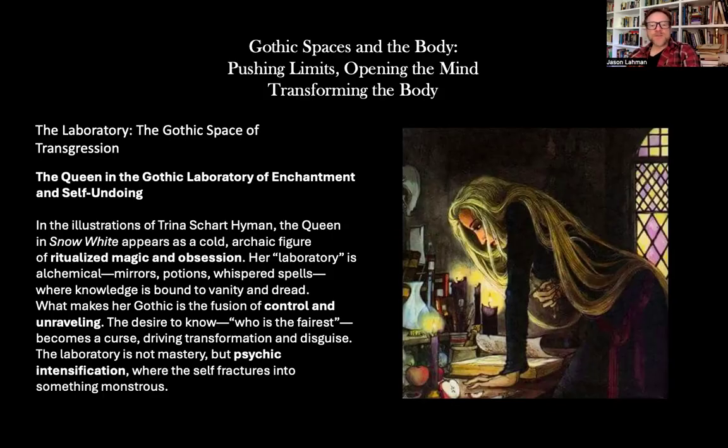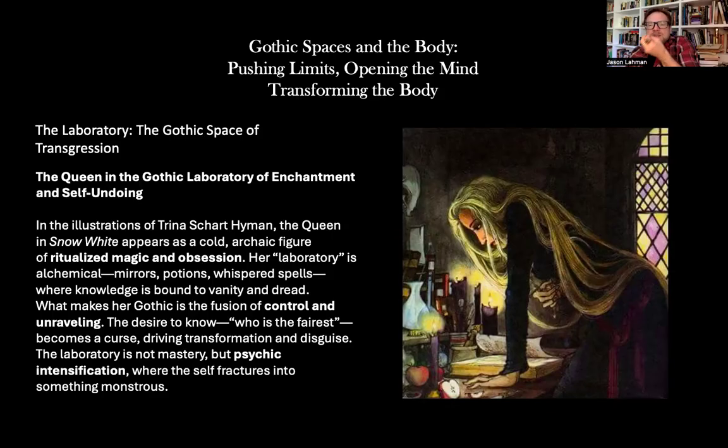So, an illustration from one of my favorite illustrators and also an early mentor of mine, Trina Schart Hyman, showing the queen from Snow White in her laboratory. But the laboratory of the evil queen is more alchemical, and it's more about mirrors and potions and spells and older forms of transformational magic. But what makes her Gothic is this fusion of control and then also this idea of unraveling.